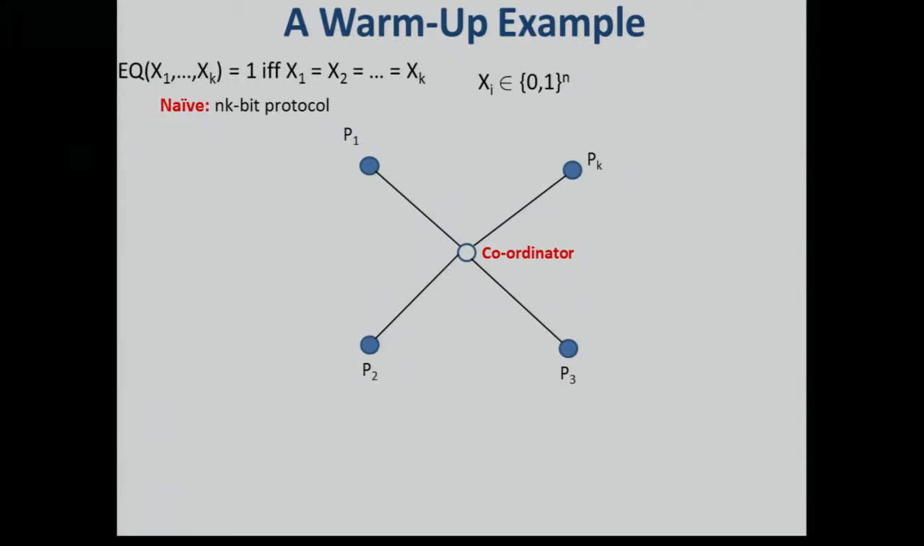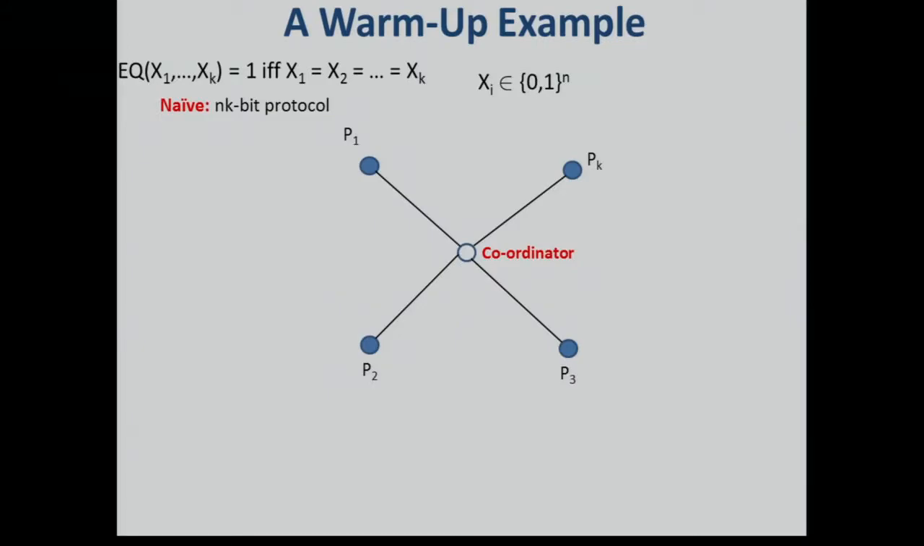I'll come back to the randomized setting later. So in the deterministic two-party model, which is a very special case of this star topology, equality cannot be done any better than the naive protocol, right? So you'd expect that NK is the best that the players can do.